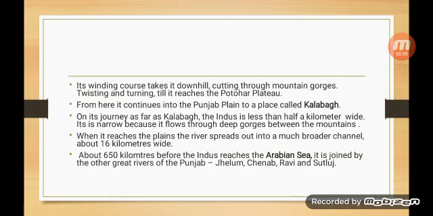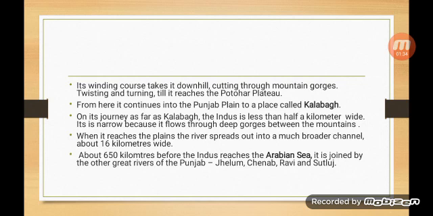Its winding course takes it downhill, cutting through mountain gorges, twisting and turning till it reaches the Potohar Plateau. From here, it continues into the Punjab Plain to a place called Kalabagh. On its journey as far as Kalabagh, the Indus is less than half a kilometer wide. It's narrow because it flows through deep gorges between the mountains. When it reaches the plains, the river spreads out into a much broader channel, which is about 16 kilometers wide.